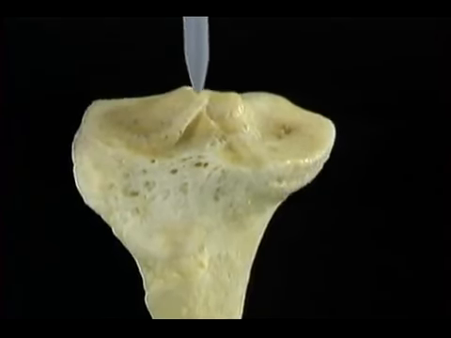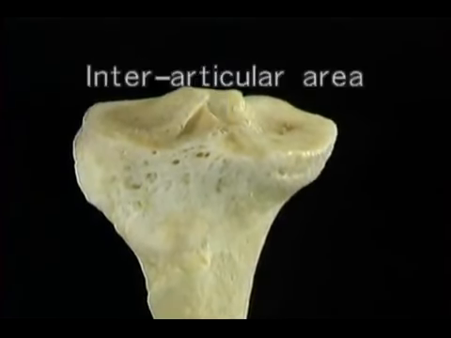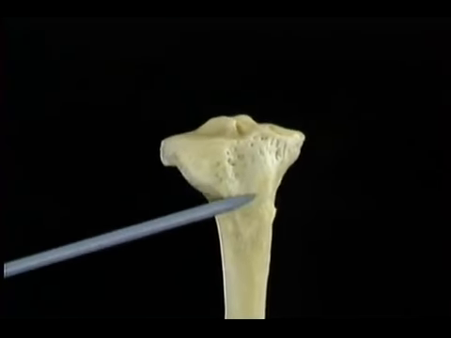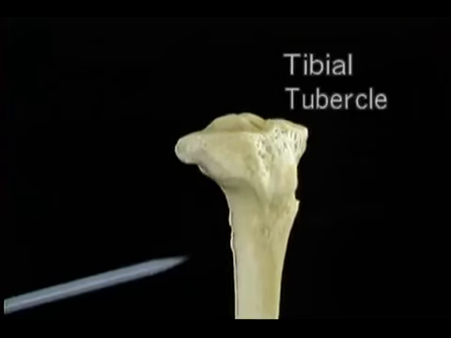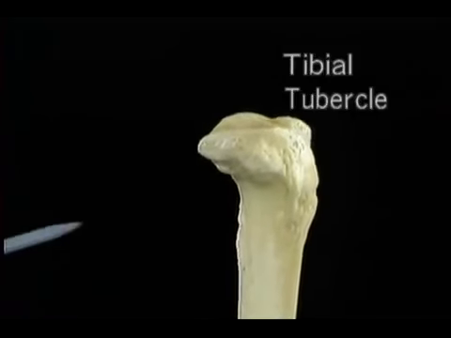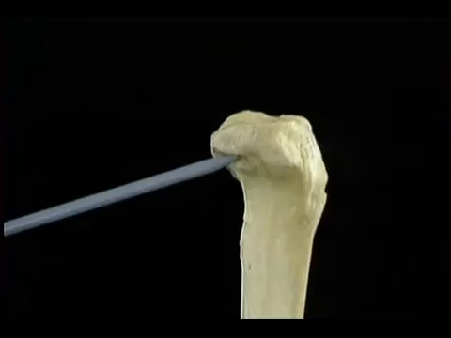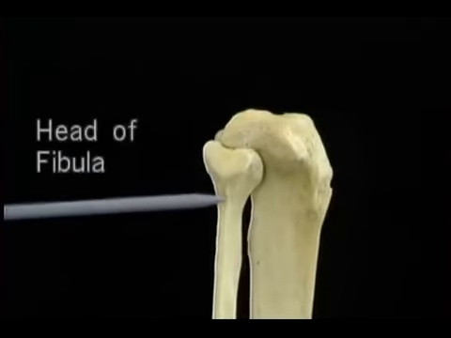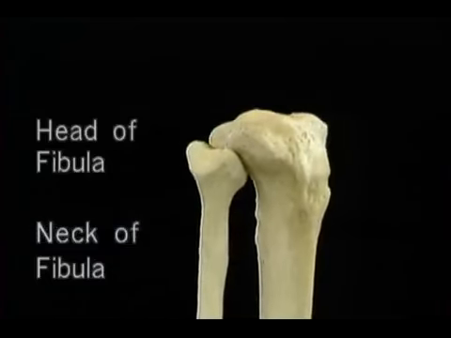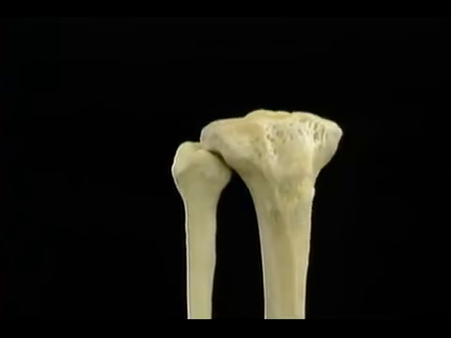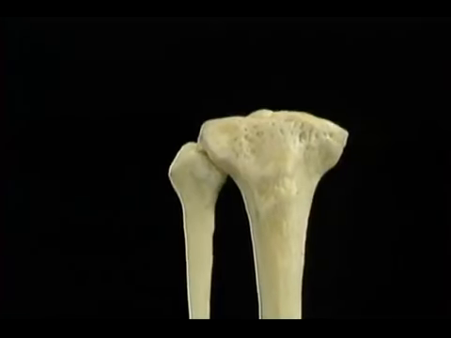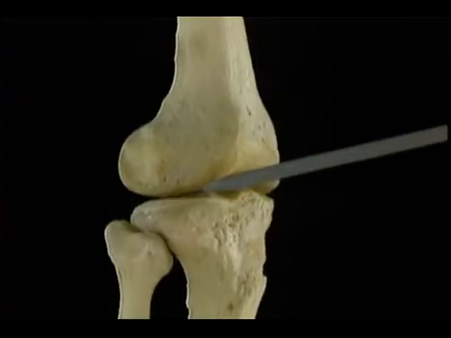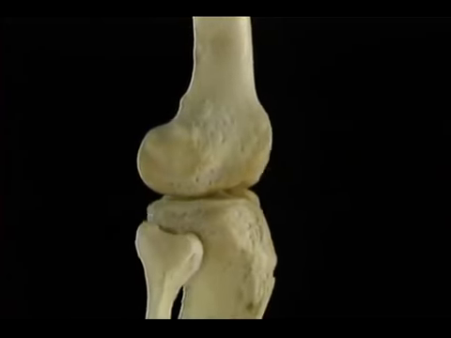The rugged expanse between the articular surfaces is the interarticular area. This prominent lump on the front, the tibial tubercle, is the final insertion of the quadriceps tendon. The small facet under here is for the fibula, which we'll add. This is the head of the fibula, this is the neck. The head of the fibula is the point of attachment of a major ligament of the knee joint, as we'll see.